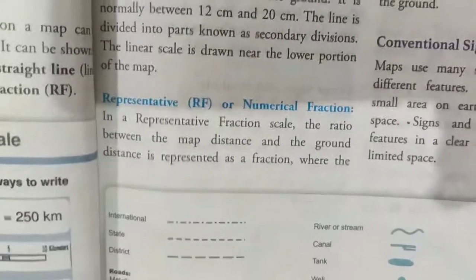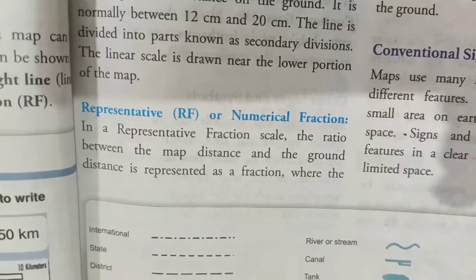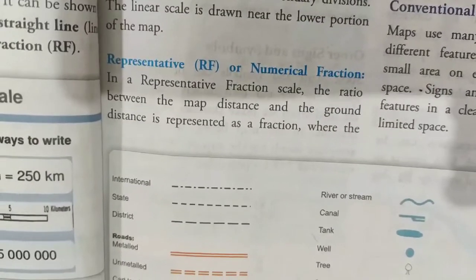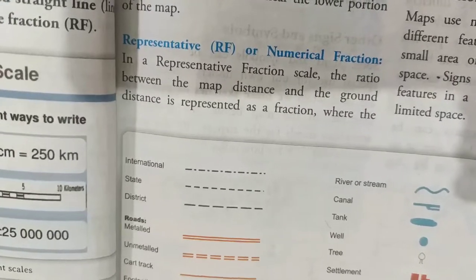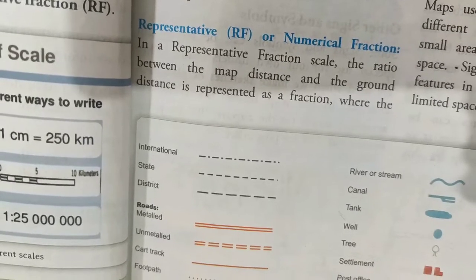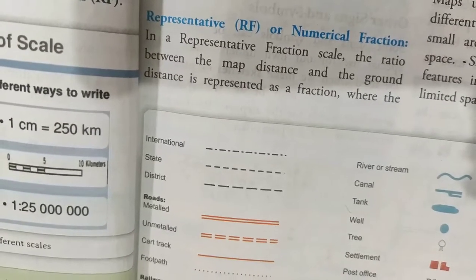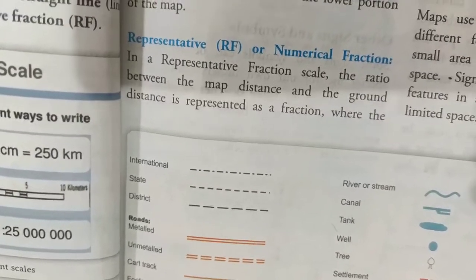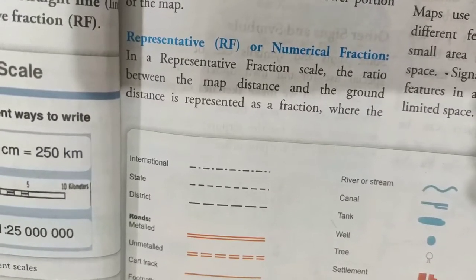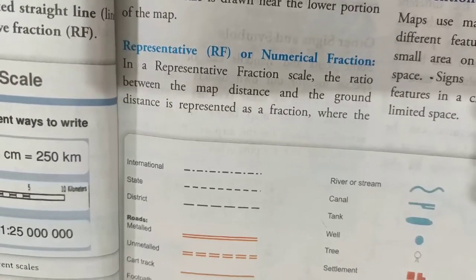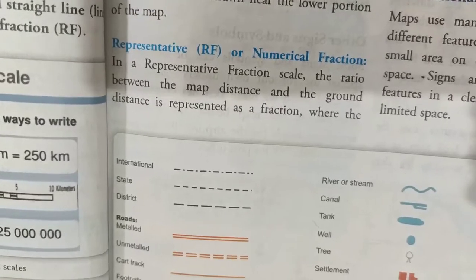Now in the end, we come to the last method, which is known as representative fraction, which is also known as numerical fraction. So children, in the representative fraction scale, the ratio between the map distance and the ground distance is represented as a fraction. Okay, where the numerator is 1 and both the numerator and the denominator are expressed in the same unit.